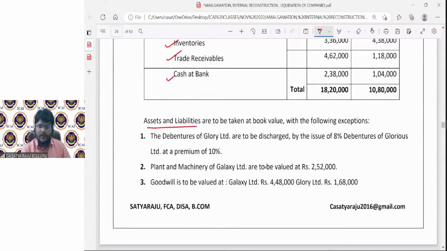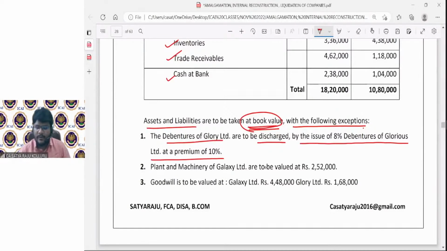Assets and liabilities are to be taken at book value with the following exceptions. So, except the below, remaining all assets and liabilities are taken over at book value. That is the intention. The debentures of Glory Limited are to be discharged by the issue of 8% debentures of Glorious Limited at a premium of 10%.